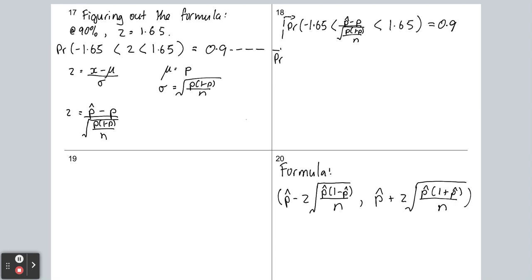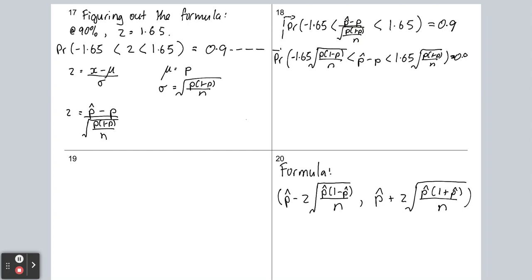I get, again, I'm squishing it a little bit to make sure it fits in, minus 1.65 multiplied by the square root of p outside of 1 minus p all over n is less than the numerator, which is just p hat minus p, is less than 1.65 multiplied by the square root of p outside of 1 minus p all over n, equals 0.9. Okay, so all I've done is multiplied through the whole expression here by the denominator. This is looking pretty good.